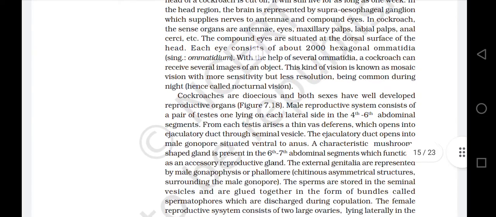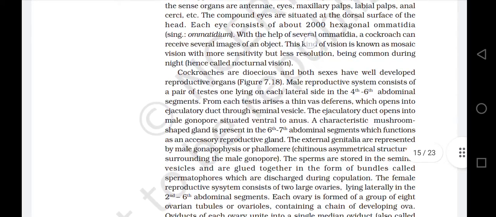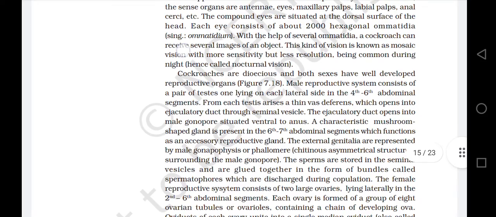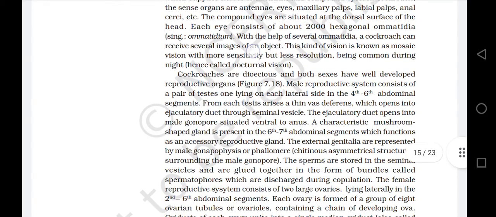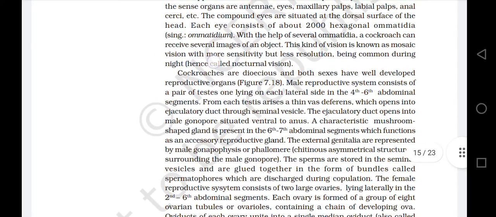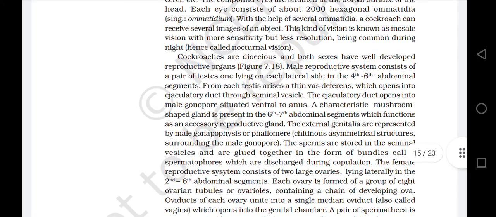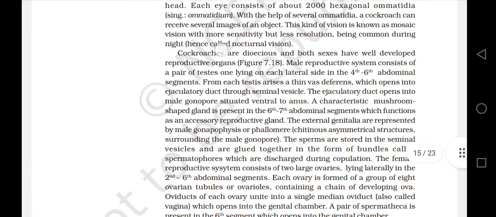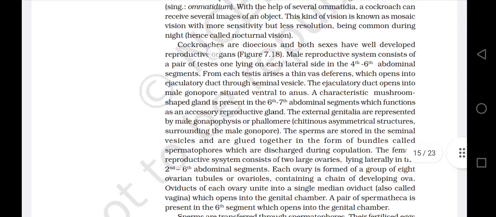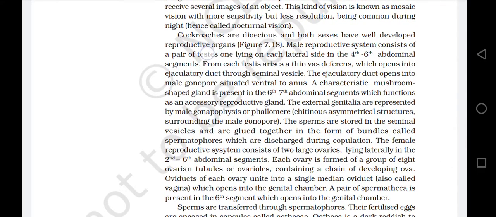Each eye consists of about 2000 hexagonal ommatidia, singular ommatidium. With the help of several ommatidia, a cockroach can receive several images of an object. This kind of vision is known as mosaic vision, with more sensitivity but less resolution, being common during night, hence called nocturnal vision. Cockroaches are dioecious and both sexes have well developed reproductive organs.